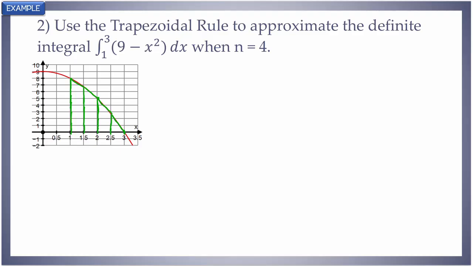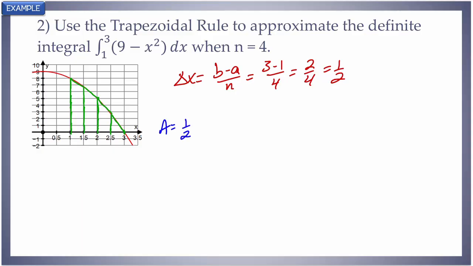Okay, so the delta x is going to be b minus a over n. So this is 3 minus 1 over 4, 2 over 4, so that's a half, which fits with our diagram here, where each interval was just a half of a unit wide. So our area is going to be 1/2.